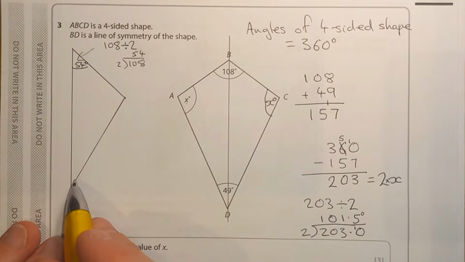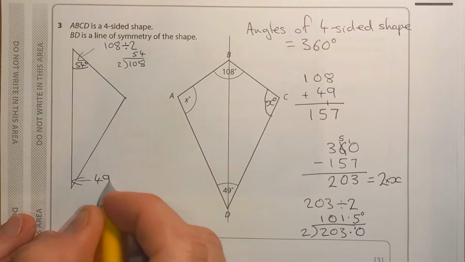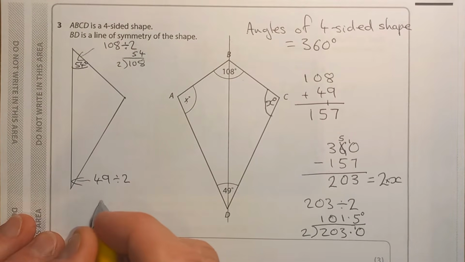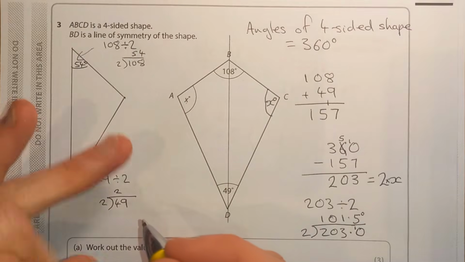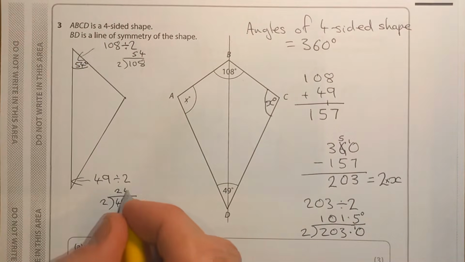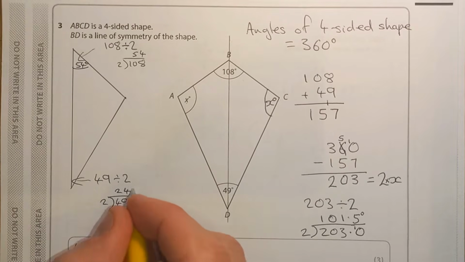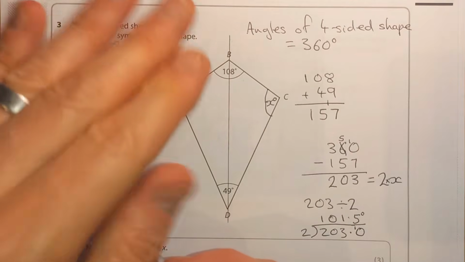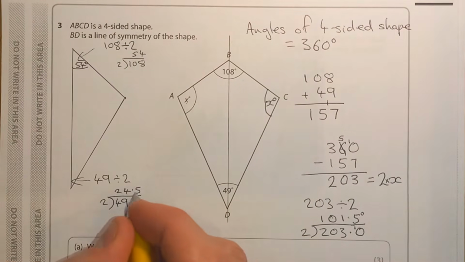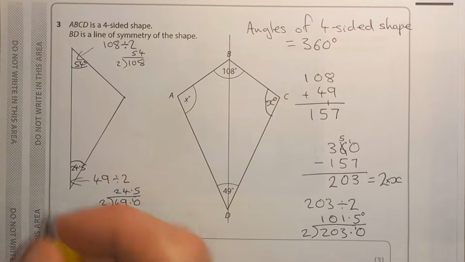We could do the same thing down at the bottom. This would be 49 divided by 2. 2 into 4 goes twice. 2 into 9, 2, 4, 6, 8. It's 4 times with 1 left over, so again we've got to do this to put our remainder. 2 into 10, 2, 4, 6, 8, 10. That's 5 times. So this angle is 24.5.